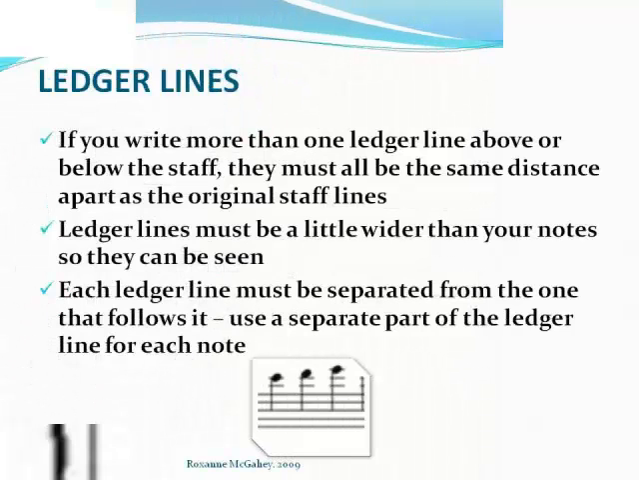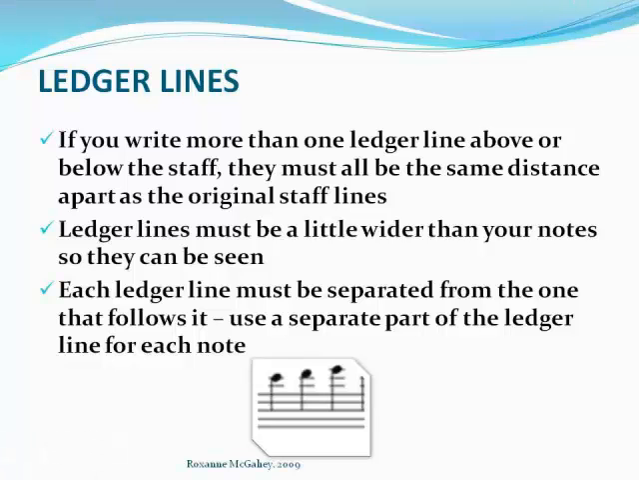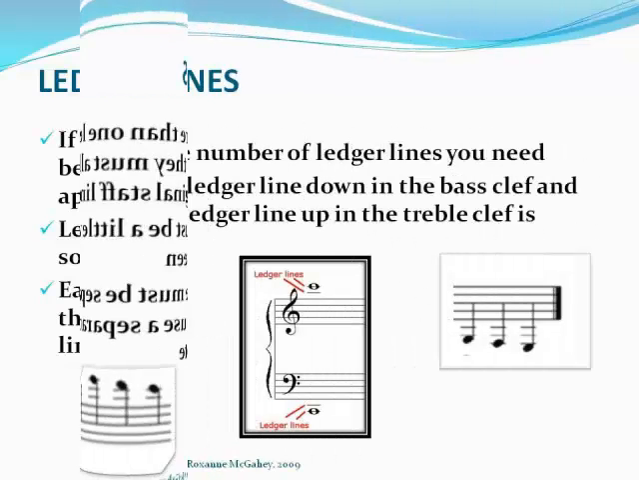Here are some helpful tips on writing ledger lines. Ensure your ledger lines look like an extension of the staff. Make sure that the ledger lines are a little wider than your notes so that they can be seen. Each note must have its own ledger line. You cannot make a solid ledger line and have more than one note. Use only the ledger lines you need.